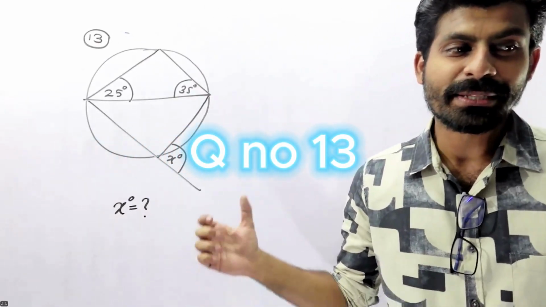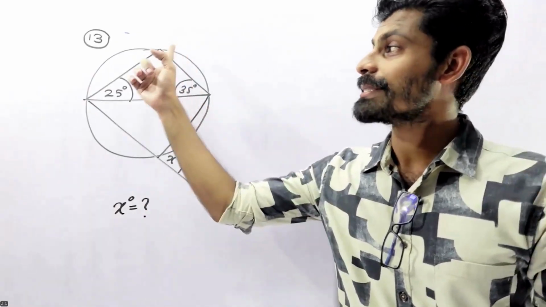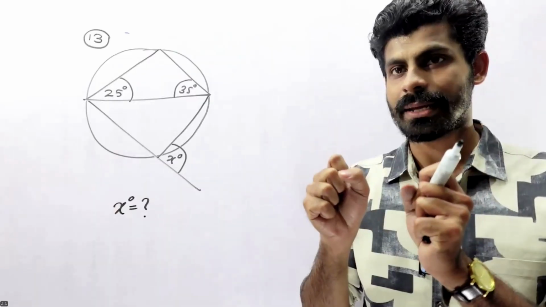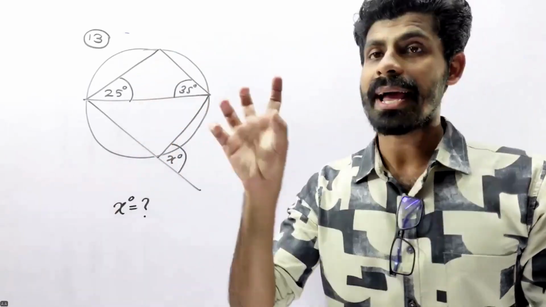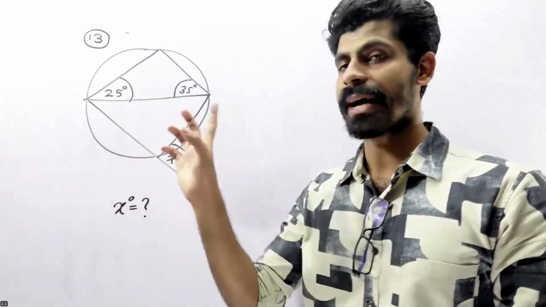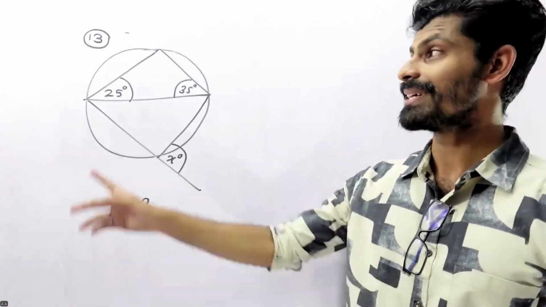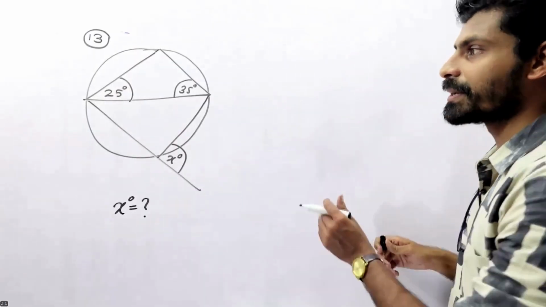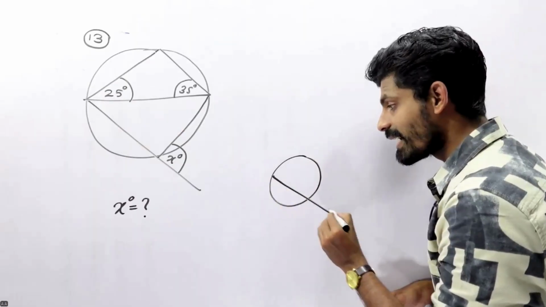Question number 13. Look at this one. You can see the circle and cyclic quadrilateral, right? So what are the theorems related to cyclic quadrilateral? In a cyclic quadrilateral, opposite angles are not equal. Opposite angles are supplementary, right? Another theorem is there.